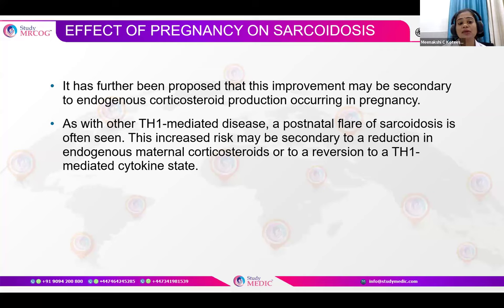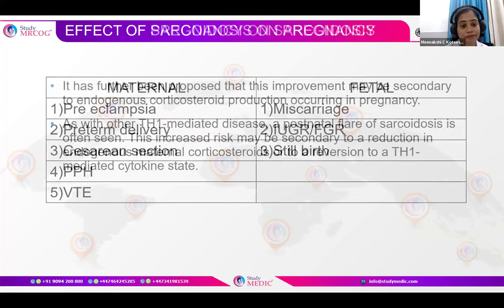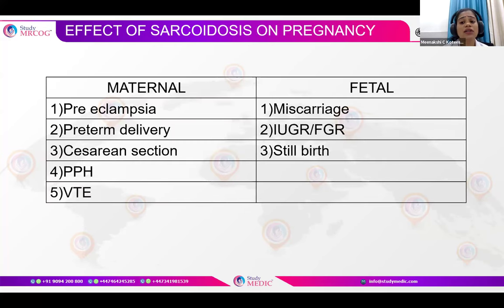But we can see that similar to the other TH1 diseases, the flare of the sarcoidosis is expected to occur in the postnatal period, that is during the puerperium. We can see this also because the corticosteroid levels would come down, and also because the immune shift returns. So because of that, probably during the postpartum period, there could be a flare which can be expected.